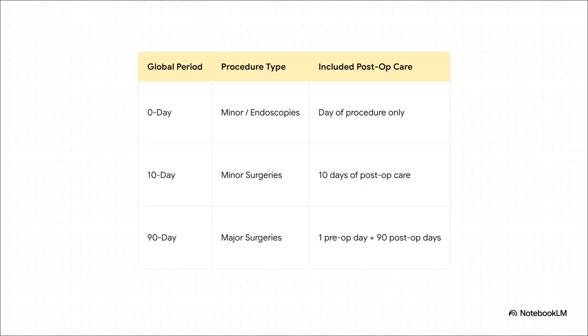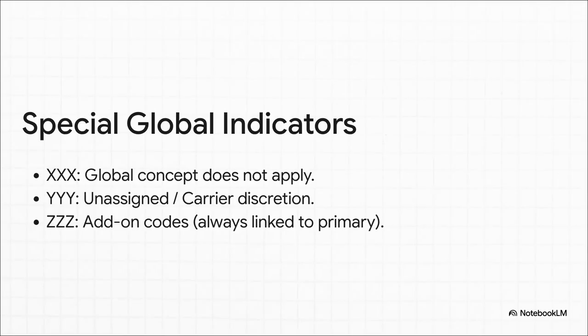Now, what's really interesting about this is how the post-op care window literally expands based entirely on the complexity of the procedure. So, for a 0-day global, which covers minor endoscopies, the care is only bundled for the day of the procedure itself. A 10-day global applies to minor surgeries and, as you'd guess, covers 10 days of post-op care. But for a 90-day global, which are your major surgeries, it includes one pre-op day and a massive 90 days of post-op care. But hold on, you really need to watch out for the special global indicators.